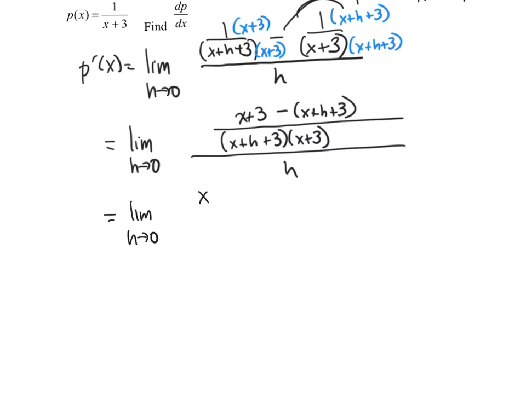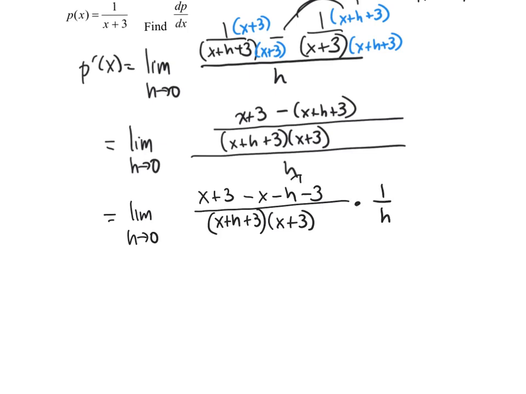So as h goes to 0, we have x plus 3 minus x minus h minus 3 all over x plus h plus 3 times x plus 3. Now it's all over h, but remember, this is h over 1. So I can also write this as multiplied by the reciprocal, 1 over h. We're going to do it eventually, so I'm just going to write it at this point. X's cancel. 3's cancel. So let's write where we are at this point.